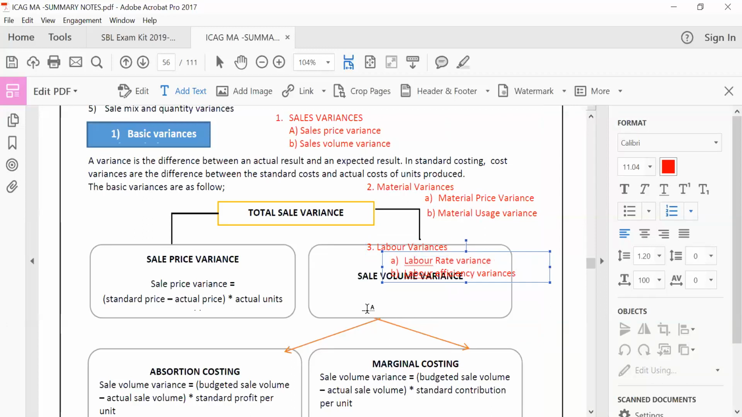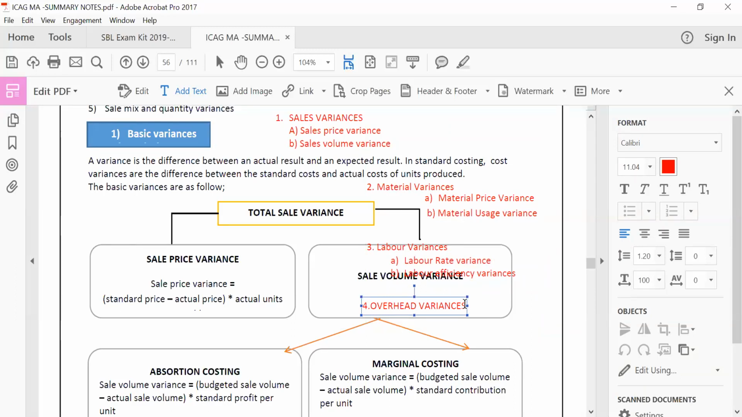Then the next thing we look at is overhead variances. So that will be point 4. Overhead variances. We have two main forms of overheads: the variable overhead variance and the fixed overhead variance. I will look at it later on, but let me tell you the types of variable overhead variance. We have variable overhead expenditure variance, then variable overhead efficiency variance.